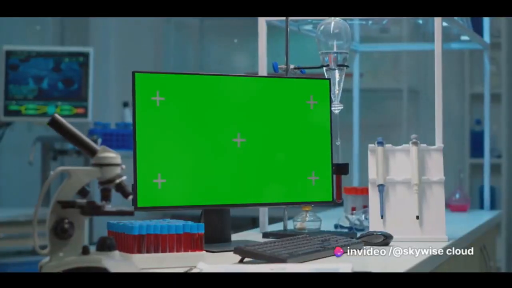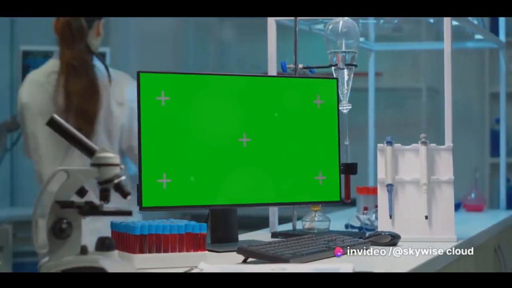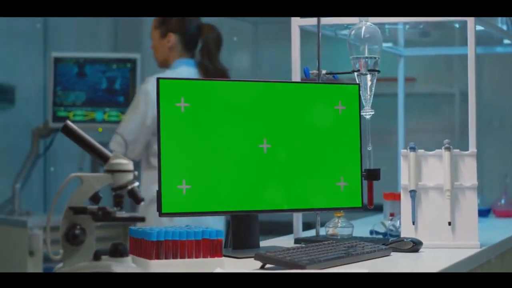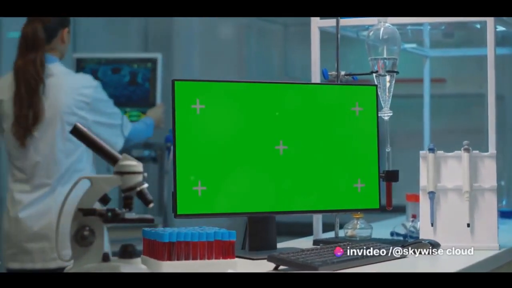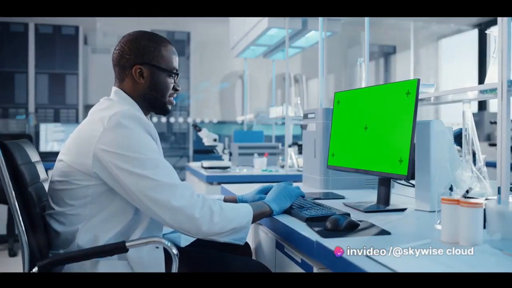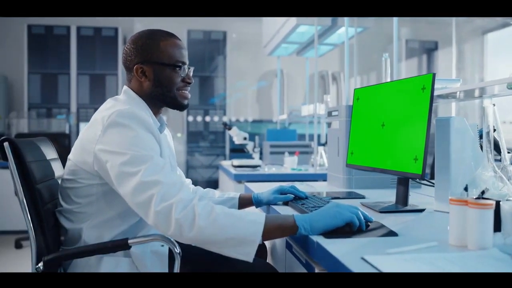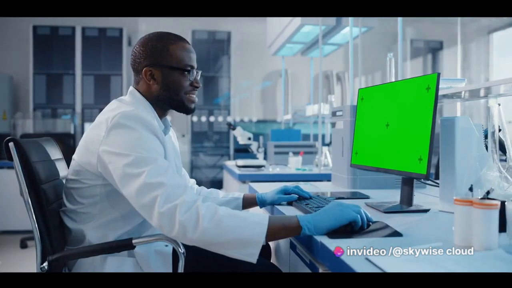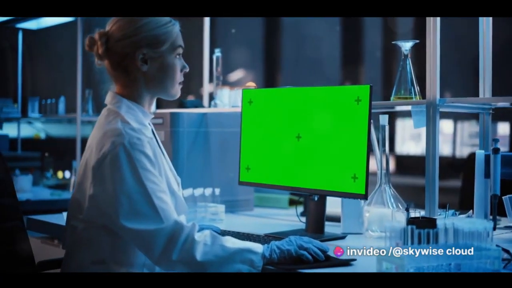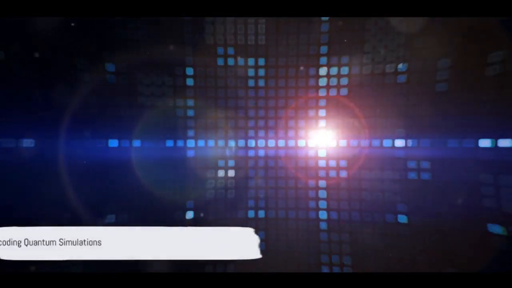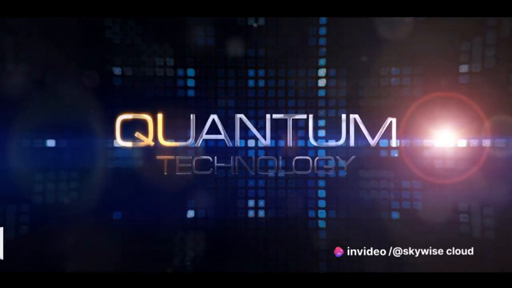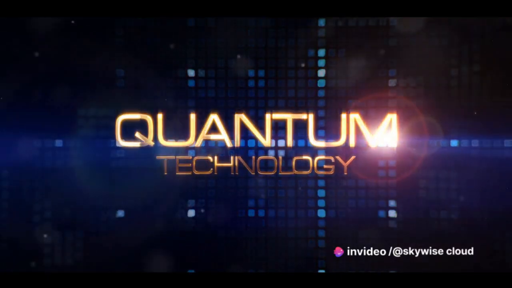It's like having an ultra-advanced computer that can calculate and visualize the effects of potential drugs at a molecular level. Imagine a world where drug discovery is not a decade-long process. Welcome to the world of quantum simulations. So, what exactly are quantum simulations and how do they work?